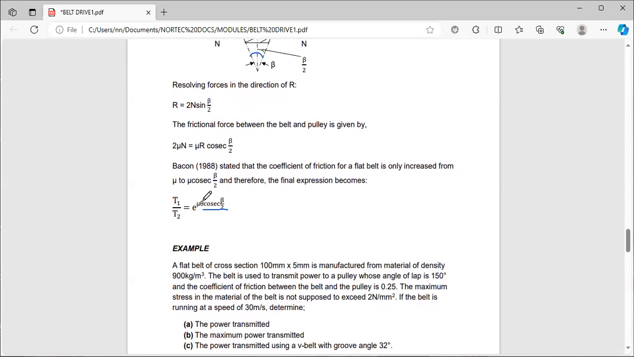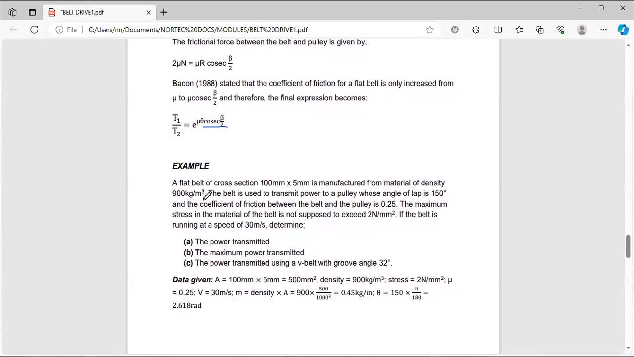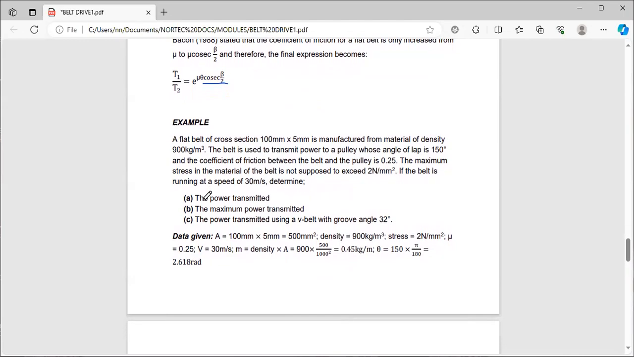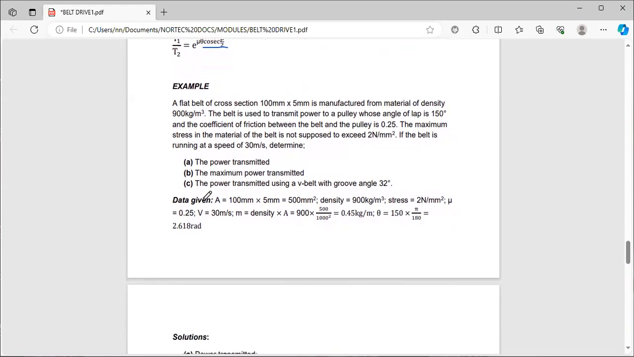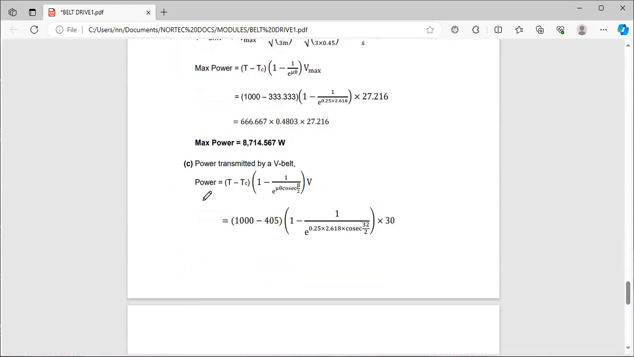So the formulas that we're considering are just here. If we're dealing with a V belt, then we look for the other one, which is for the transmission of power and also for the amount of tension you have on the slack side and the tight side. So here is one example that helps us to illustrate everything in one go.